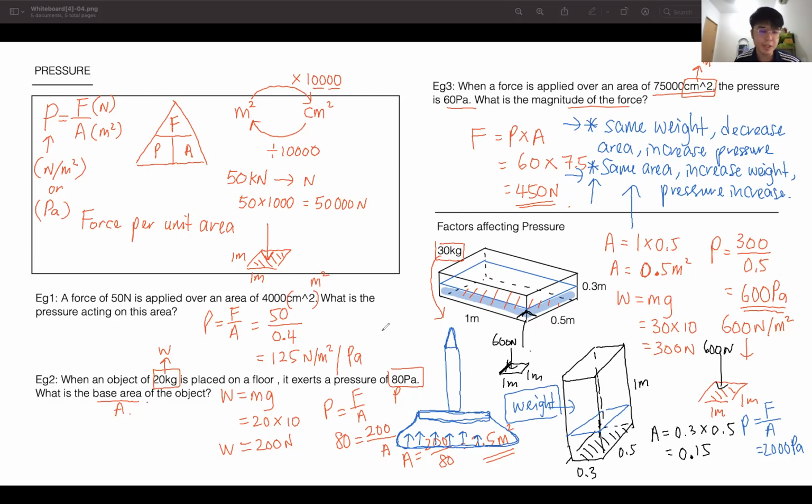Okay, that is one application of pressure. Any sharp objects are made very sharp so that they can cut through easily. That is also an application of pressure. So the mass and the area, remember that.